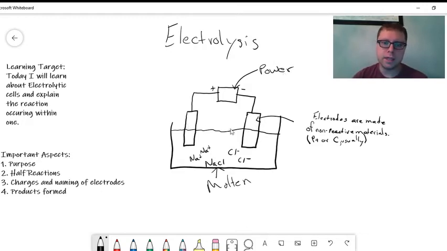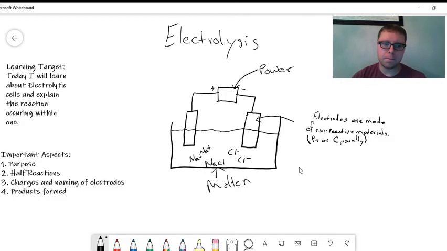Okay, these two electrodes that we have in the molten NaCl, they're not really important, but what you need to know is that they are made of non-reactive material. Now generally this could be platinum that has a higher melting point. This could be graphite, like carbon rods. So those are two examples of what these electrodes can be.